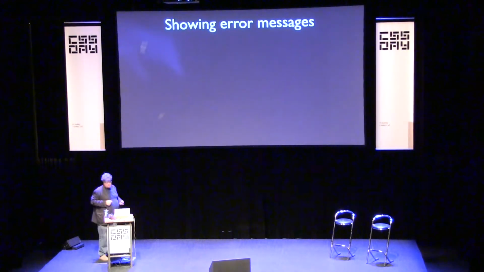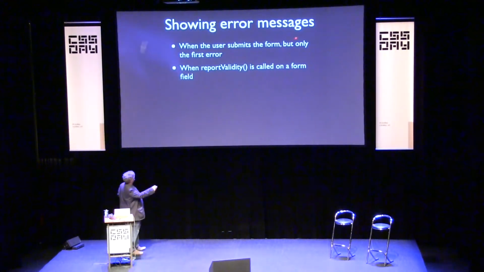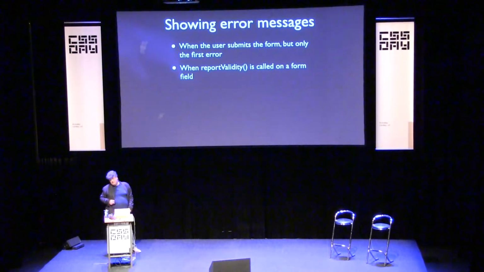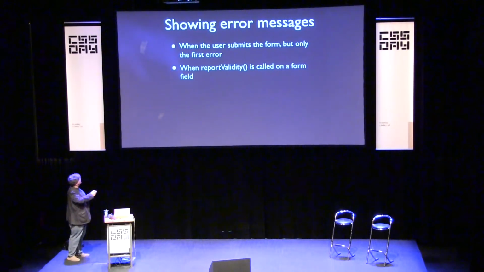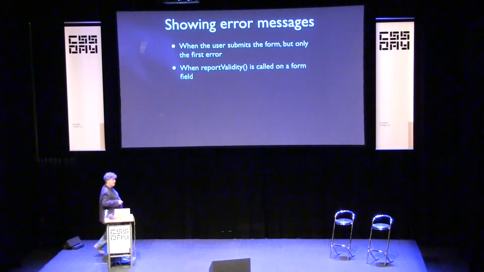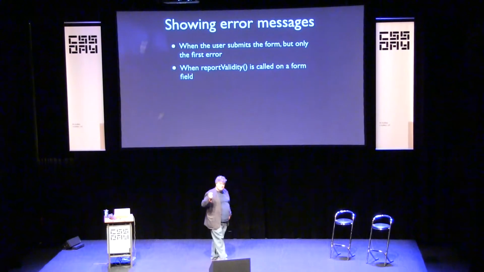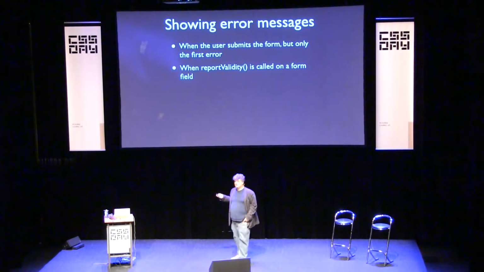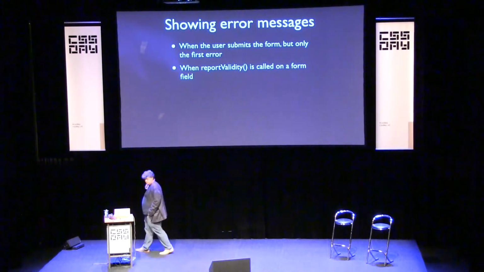So when exactly does the browser show error messages? When the user submits a form, but it shows only the first error, which, as far as I'm concerned, is only moderately useful. I would vastly have preferred the browser to show all the form validation errors. And the second way of showing an error message is the report validity method. The report validity method returns true or false, field is valid or invalid, just like check validity. But in addition, if the field is found to be invalid, it shows the error message. Now this is interesting. Now we are getting somewhere. This is actually a method we would like to use, right?